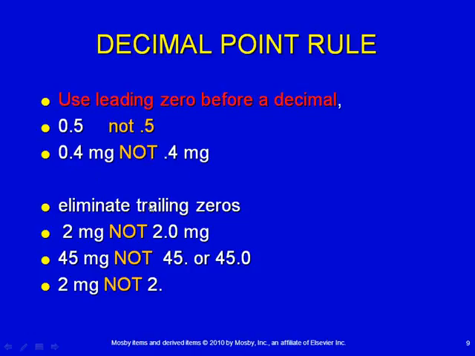You will eliminate trailing zeros. If the answer is 2 with nothing beyond the 2, you will not put 2.0. If it is 45, you do not write it as 45 point, because this has become confused as a number 1, which would be 451, or as a 0, which would be confused as 450. So we write only that value with no decimal and no decimal 0. We write 2 milligrams, not 2 point, not 2.0.